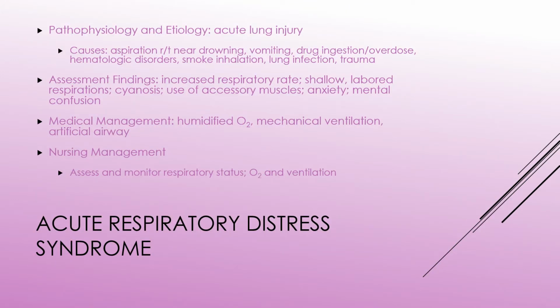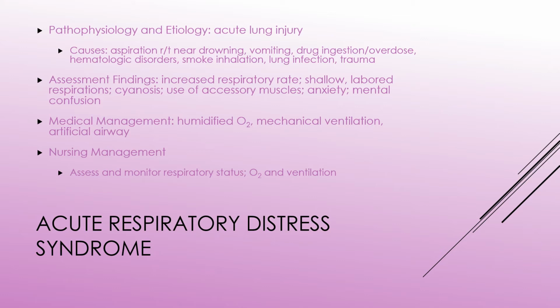Next, we're going to talk about acute respiratory distress syndrome. This is an acute lung injury. It is a clinical condition that occurs following another clinical condition. The mortality rate is very high. Causes could be aspiration, vomiting, drug overdoses, smoke inhalation. Our assessment findings are going to have an increased respiratory rate, shallow labored respirations, cyanosis. They will be using accessory muscles. They will appear anxious and be confused.